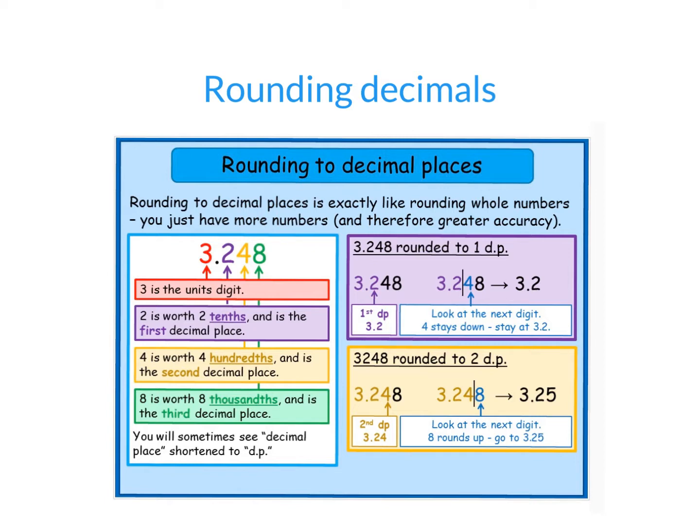Hi, in this video we'll be looking at rounding decimals. It is, however, very important that we remember what the place value of our various numbers are. So this number before the decimal place is our units, or our whole number. The first number after the decimal place is in the tenths position, the 4 is in the hundredths position, and the 8 is in the thousandths position.